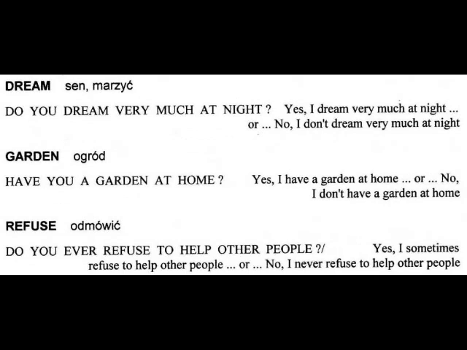Dream. Do you dream very much at night? Yes, I dream very much at night. Or, no, I don't dream very much at night. Garden. Have you a garden at home? Yes, I have a garden at home. Or, no, I don't have a garden at home. Refuse. Do you ever refuse to help other people? Yes, I sometimes refuse to help other people. Or, no, I never refuse to help other people.